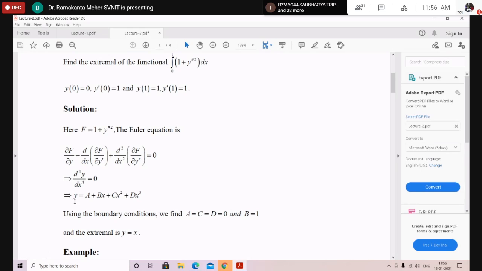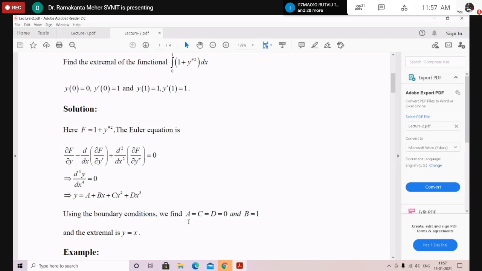If we find y dash here, this becomes b, this becomes 2cx, this becomes 3dx square. And if we substitute x equal to 0 here, these two terms become 0, so we can get b equal to 1 here. Okay, and another equation we've already got, b plus c plus d, that's equal to 1. And if we substitute y dash 1 equal to 1, you can get another equation. By solving these two equations for x equal to 1, you can get the other values of c and d.